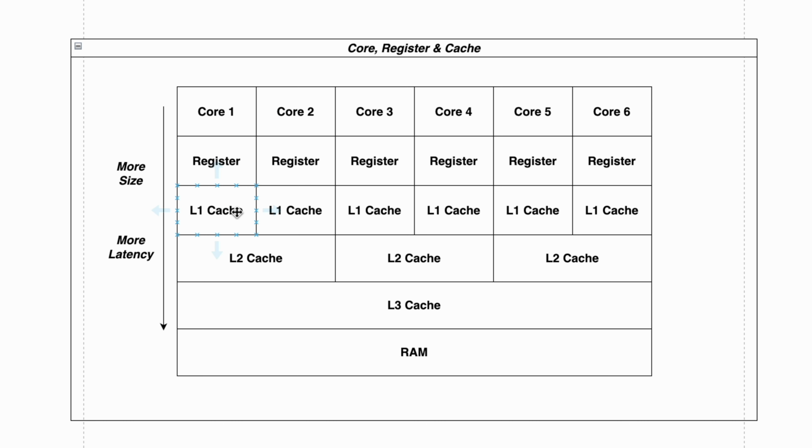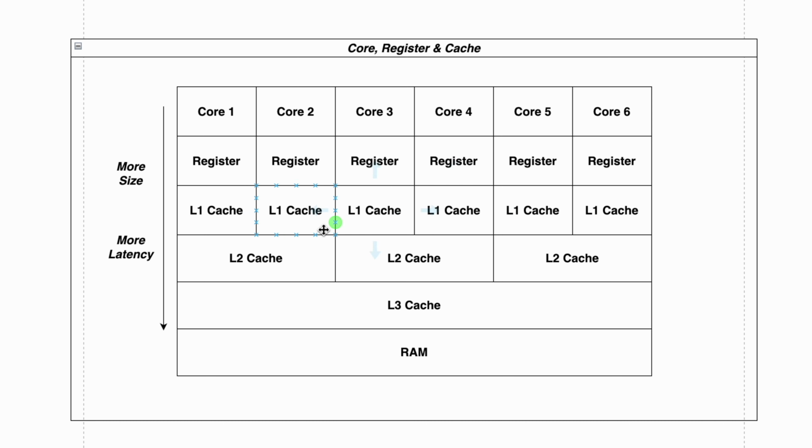The next one in the line is the component of L1 cache. L1 cache is a small but a very fast memory. It plays a crucial role in improving the performance of the CPU by reducing the data access time to and from the main memory, which is also known as the RAM. Each core has a dedicated L1 cache.